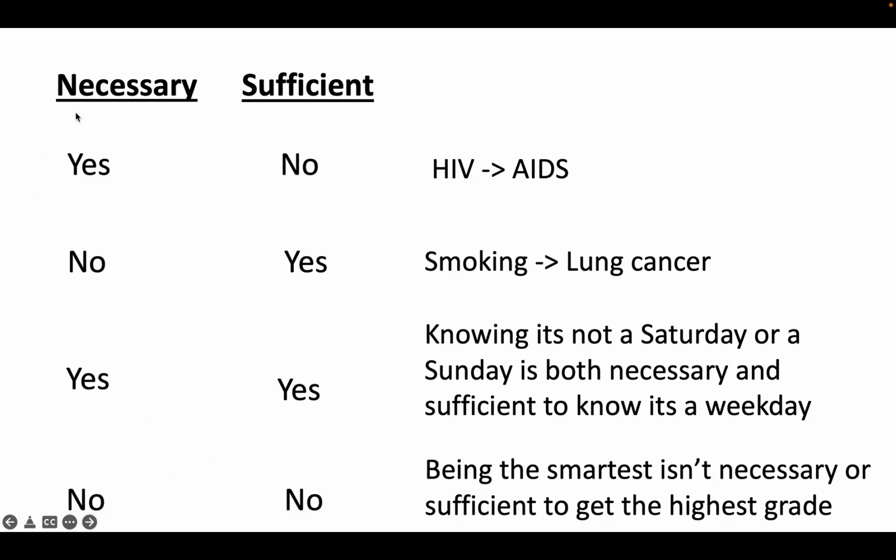As far as something that's not necessary or sufficient, that means that this factor doesn't need to be there every time for the outcome to happen, and it's also not enough on its own. So being the smartest in a class isn't necessary or sufficient to get the highest grade. You can not be the smartest, but prepared really well, and that would be a reason you could get the outcome. Being smart is not necessary, where you can not be the smartest, but you can study hard and get the highest grade. It's also not sufficient to just be the smartest, because if you don't study at all, even though you're the smartest, you probably won't get the highest grade.